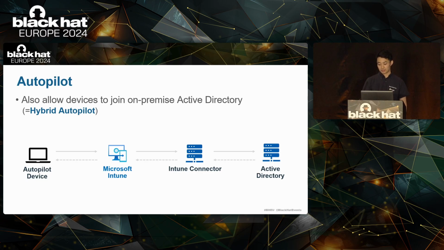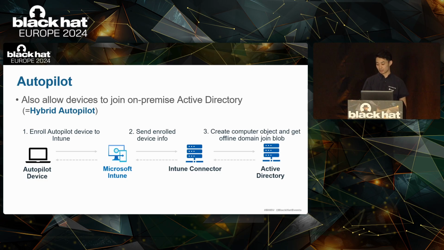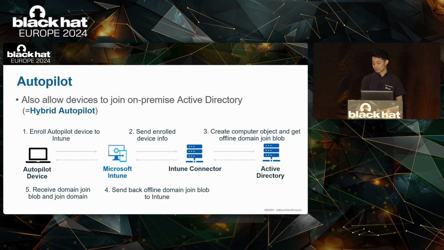And the process is that first you enroll your device to Intune, and then Intune will send the device information to a system called the Intune connector. The Intune connector creates a computer account and receives an offline domain join blob from Active Directory. And it sends back the domain join blob to Intune, and Intune sends the domain join blob to the device. So this domain join blob has a computer account credential. By using the computer account credential, that device can become a domain joined device.